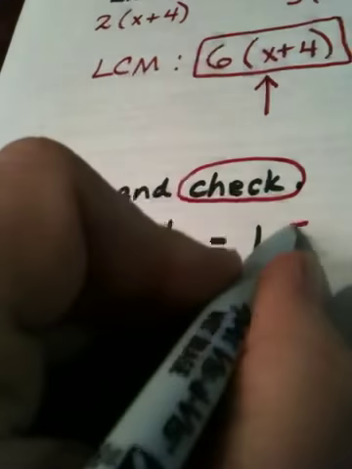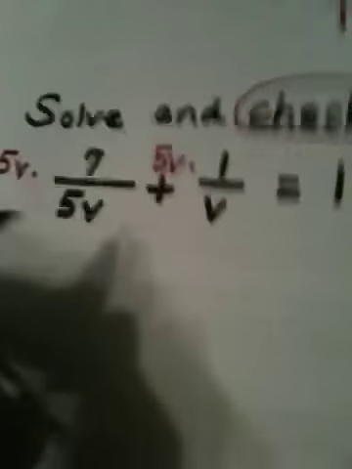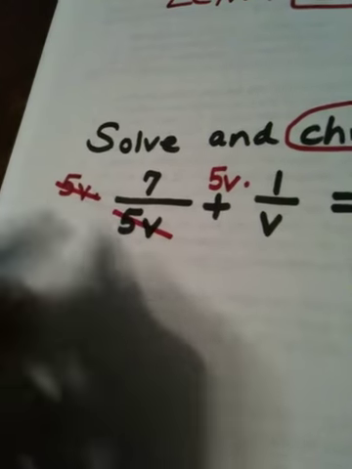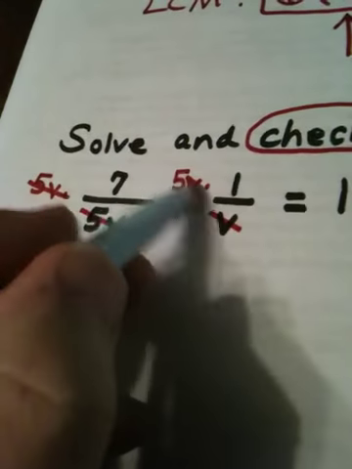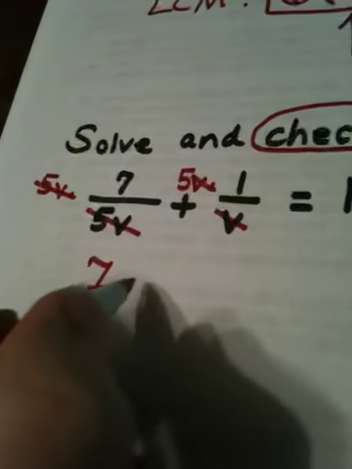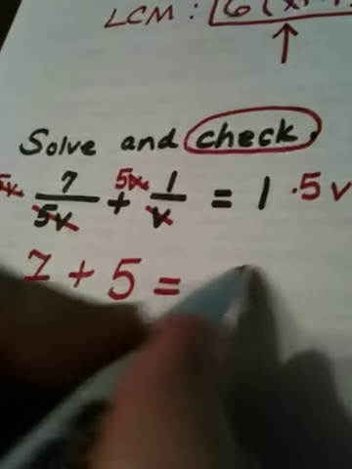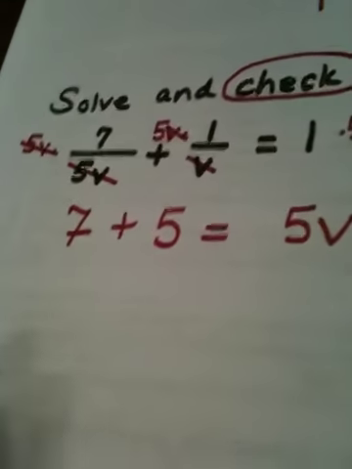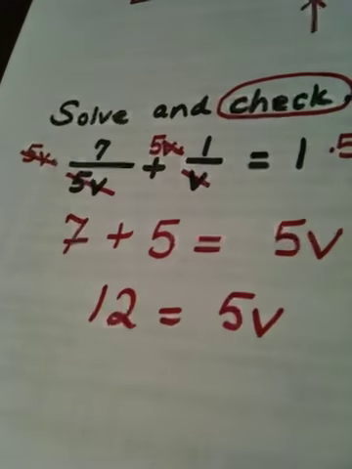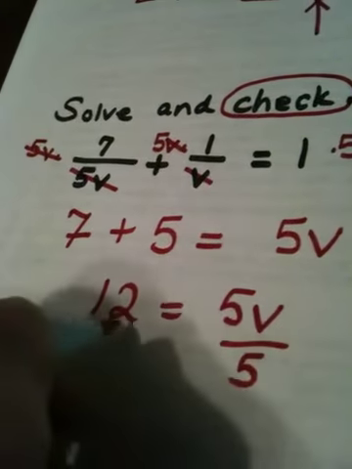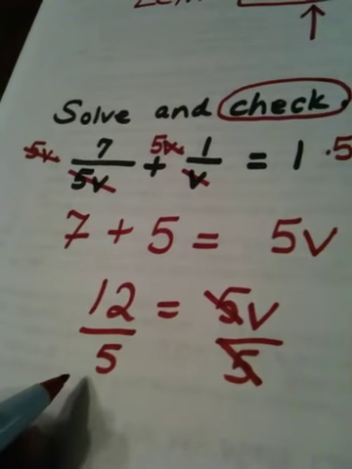bam, and bam. See how I did that 3 times? In the first one, the 5v's cancel, leaving me with 7. In the next multiplication, the v's cancel. 5 times 1 is 5, and 1 times 5v is 5v. We get 12 is equal to 5v, and I divide by 5. Therefore, v is equal to 12/5.